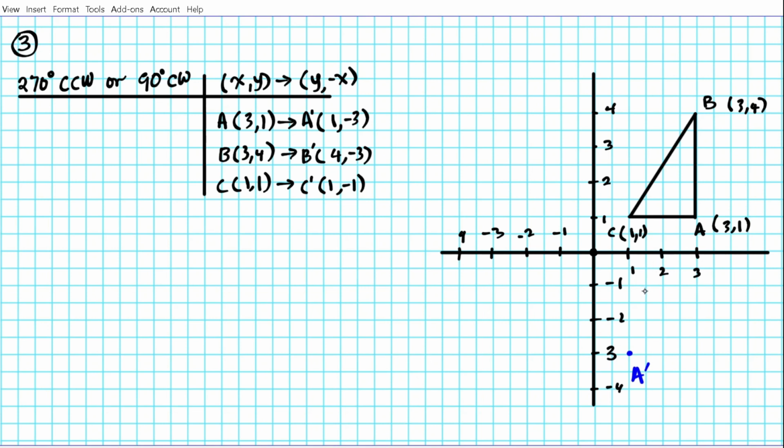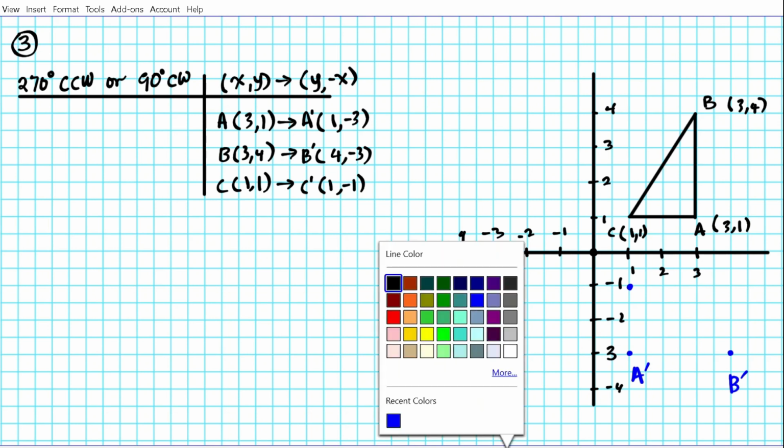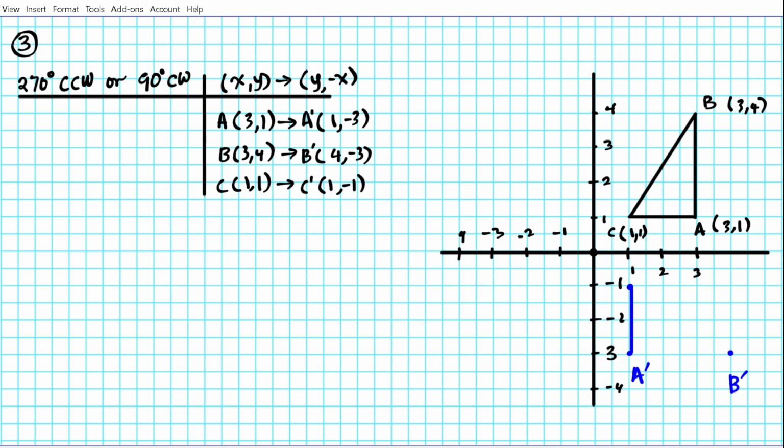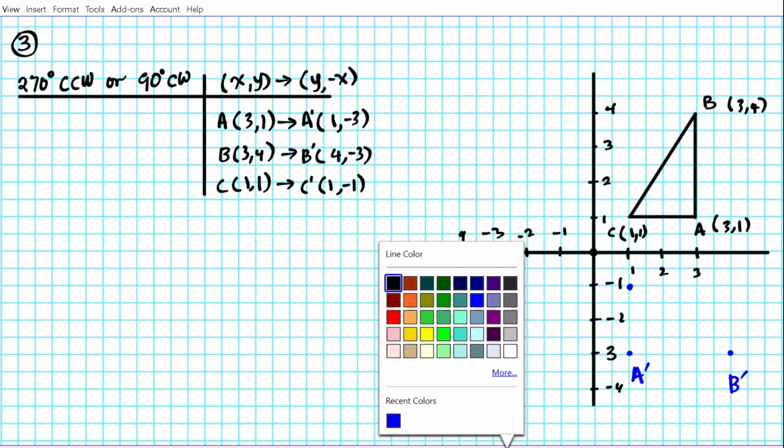So let's see. 3, 4, and negative 3. All right, that's B prime. And then point C prime is going to be 1, negative 1 right here. Bam. Okay, and then we'll go ahead and connect the dots. And that will be the image under a 90 degrees clockwise rotation or a 270 degrees counterclockwise rotation. Let's change the colors there.